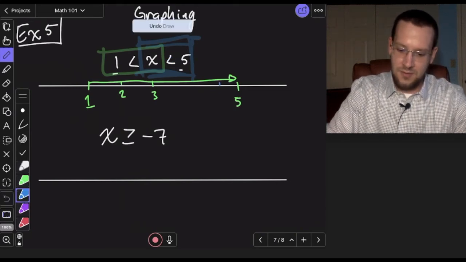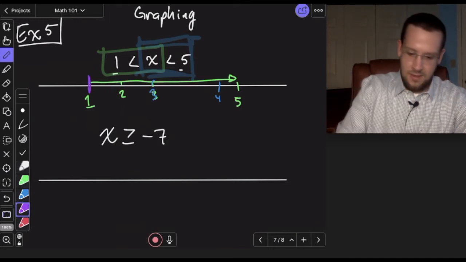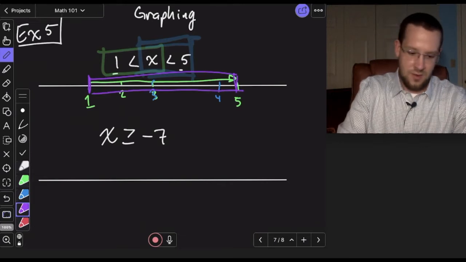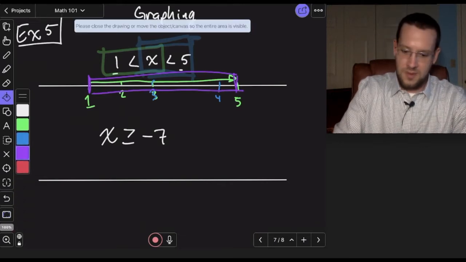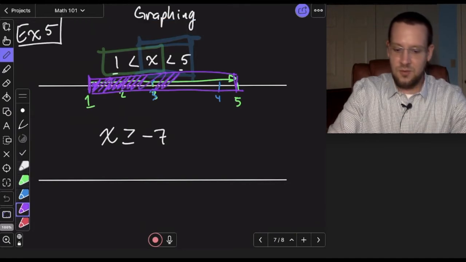What number's less than 5? Well, 4 is less than 5. Hey, 3 is less than 5. So where do these two things overlap? They overlap in this region here. And so the graph for this inequality will be what we see in here. So I would just shade between these two regions.